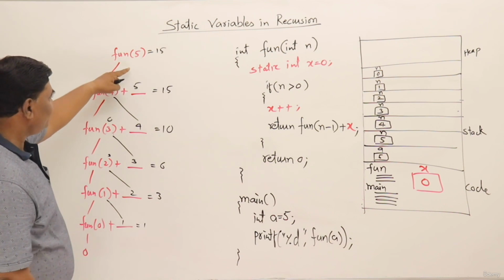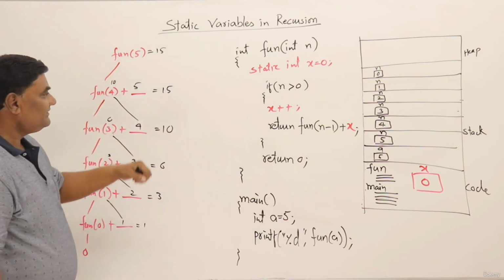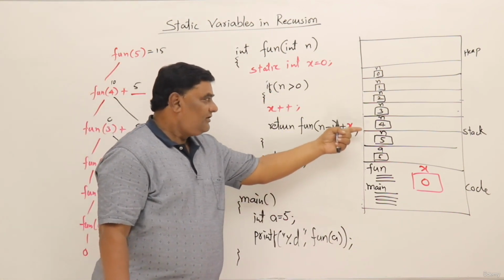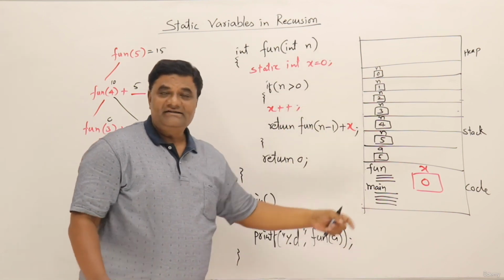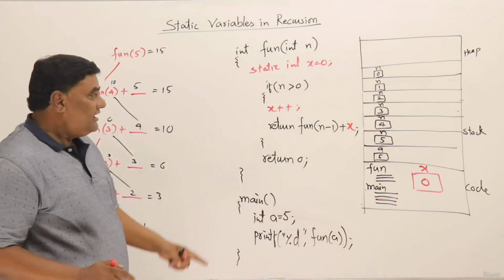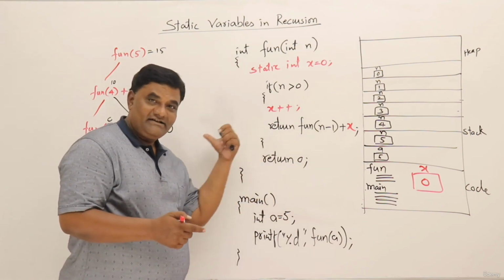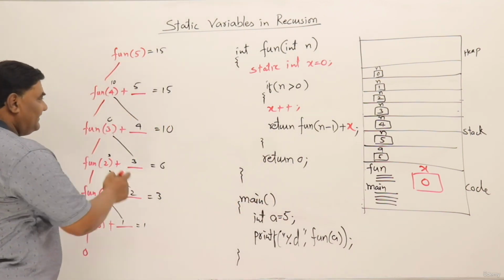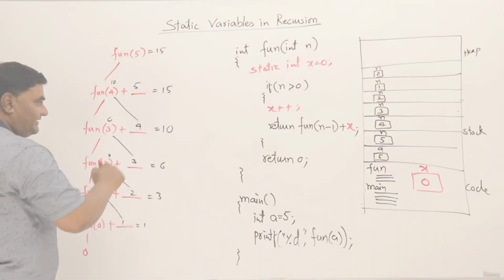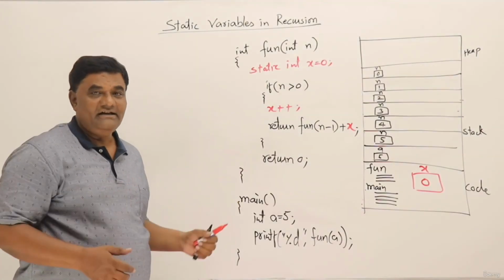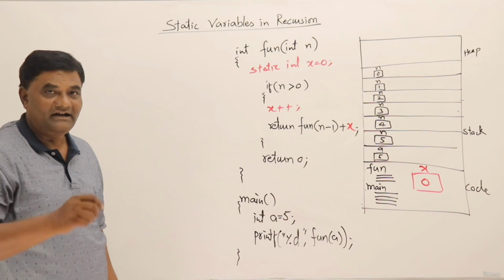So I cannot have a separate copy each time like n. For n, every time a new copy is created, but for x, there is a single copy. Now, what will be the result of this function? For that, I will trace it again. I will remove these things and trace it again. Let us look at the tracing and see how a static variable should be handled.